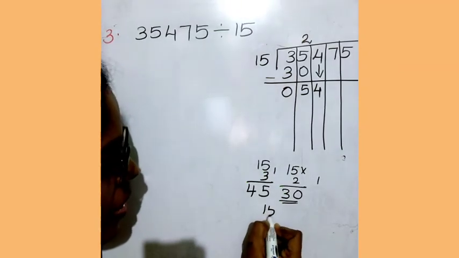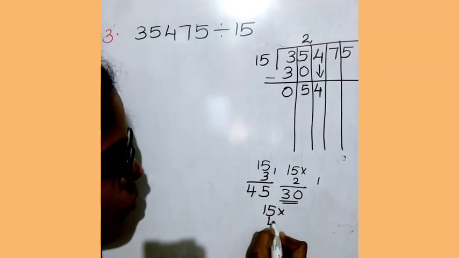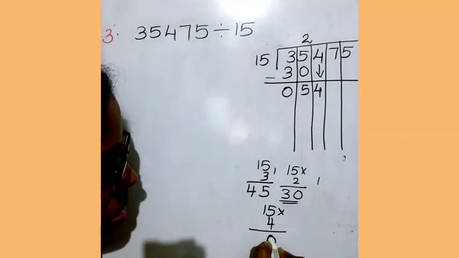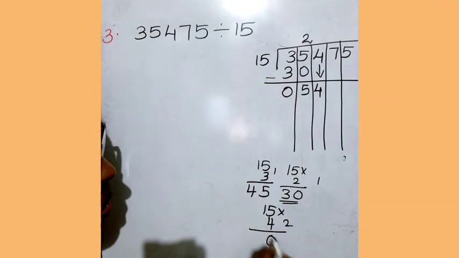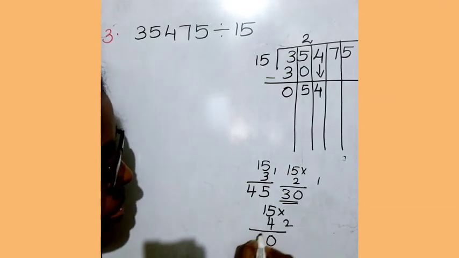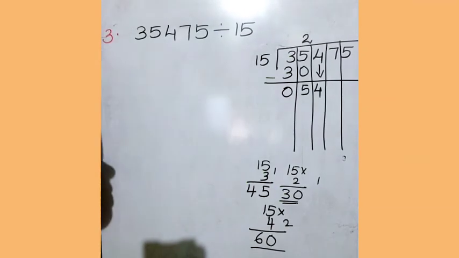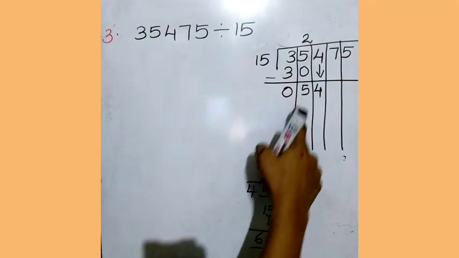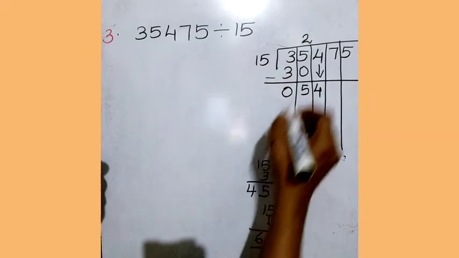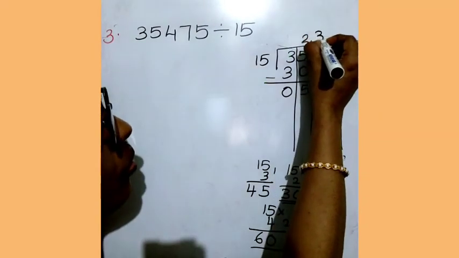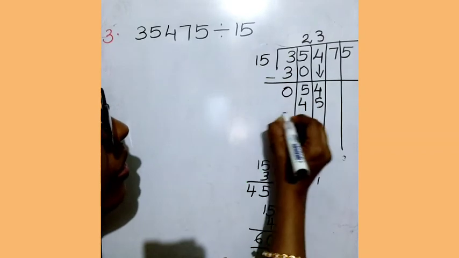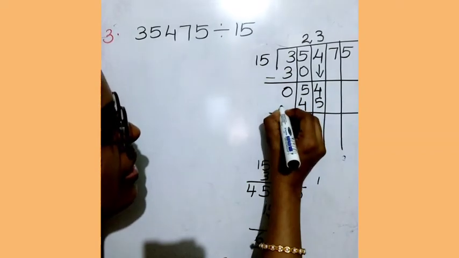Look here, it is 54. We can find how many times 4. 5 4s are 20. 0. Carry over 2. 1 into 4, 4. 4 plus 2, 6. It is 60. Can I write 60 here? No. So, how much? 3. 15 into 3 equal to 45. Draw a line. Subtract.